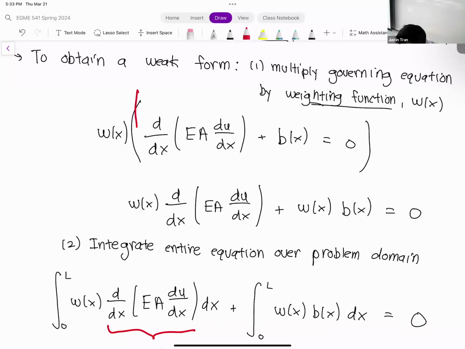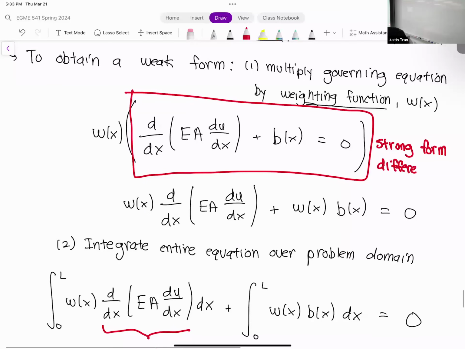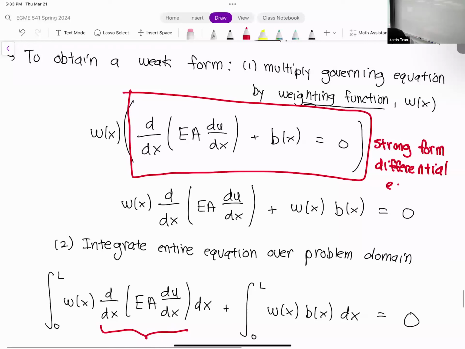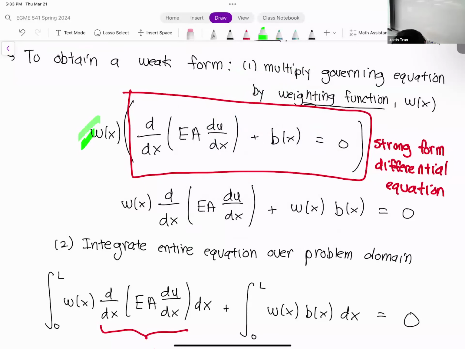We left the lecture on Tuesday with this concept. This quantity in parentheses that I circled in red is our standard strong form differential equation. What we're doing to the strong form is multiplying the entire equation by this function w of x, which we define as the weighting function.